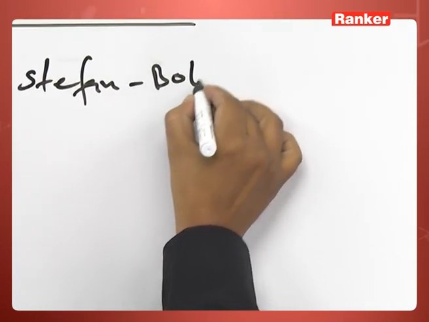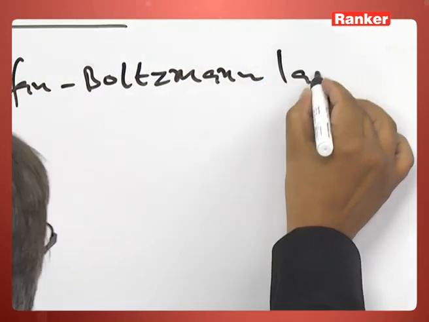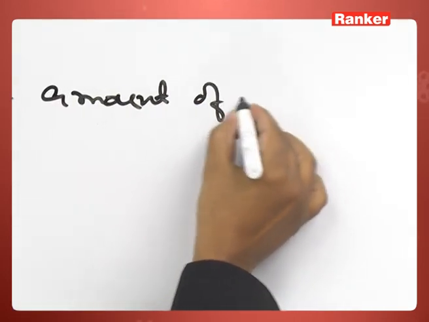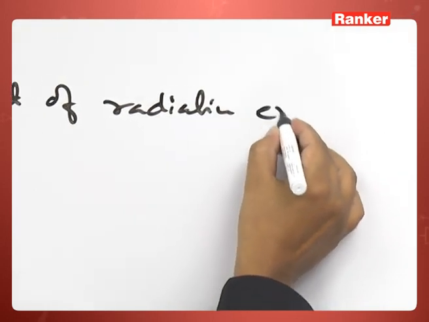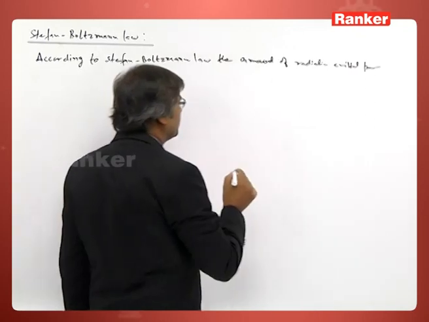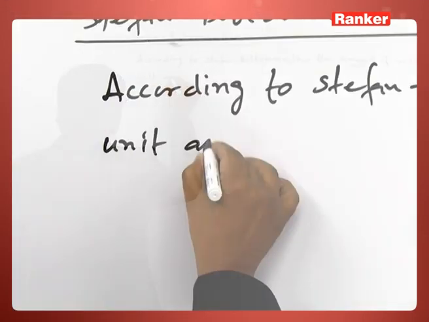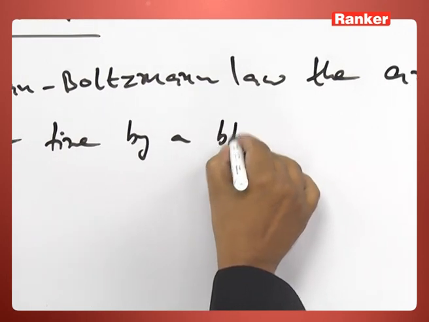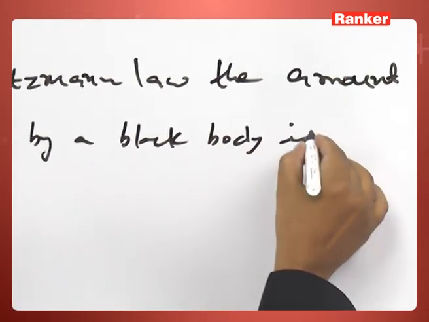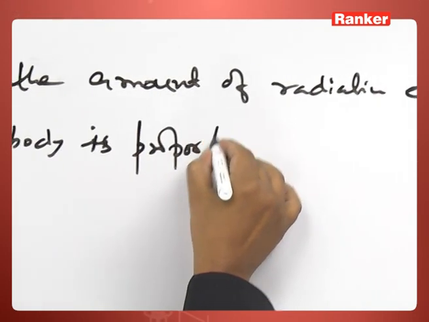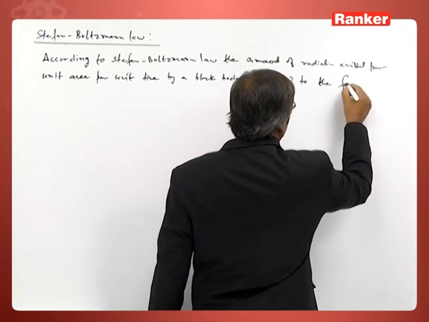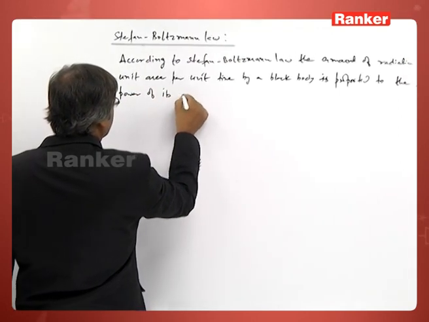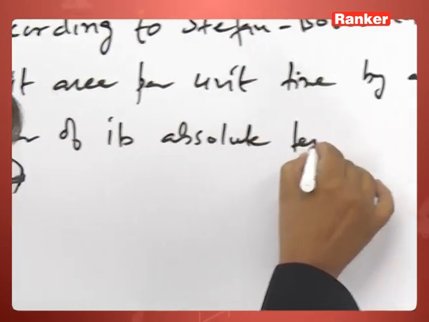Now, according to Stefan Boltzmann law, the amount of radiation emitted per unit area per unit time by a black body is proportional to the fourth power of its absolute temperature.